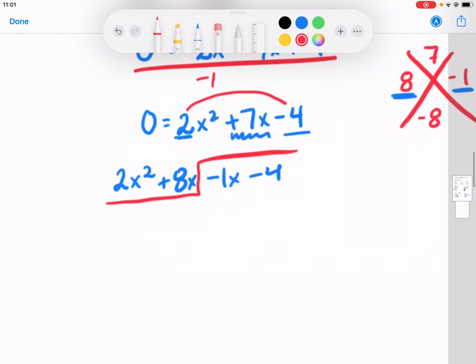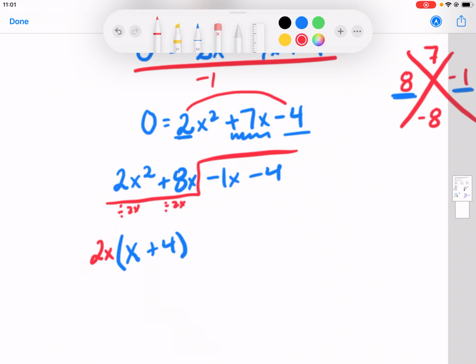And then we split it on up. And we look for our greatest common factor of each pair. So 2x squared and 8x, you can divide both of those by a 2x. So I'm going to divide both of them by a 2x. 2x squared divided by 2x is just 1x. 8x divided by 2x is just a 4.